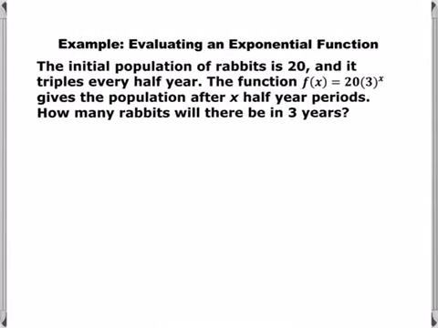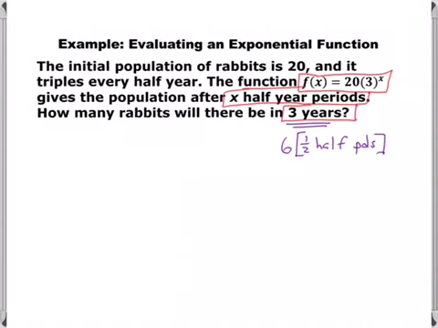In the next problem, it says the initial population of rabbits is 20. It triples every half year. The function f of x equals 20 times 3 to the x power gives the population after x half-year periods. How many rabbits will there be after 3 years? Well, they're talking about half-year periods, and if they're talking about 3 years, that should be 6 half-year periods. So that means x is going to equal 6 in this case.